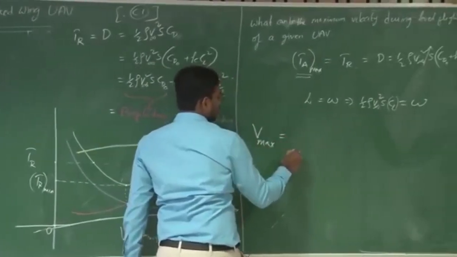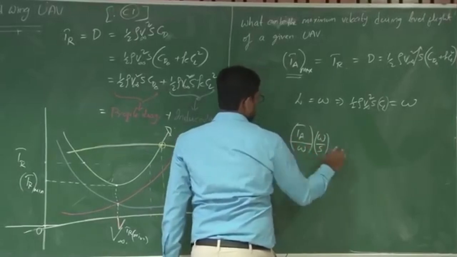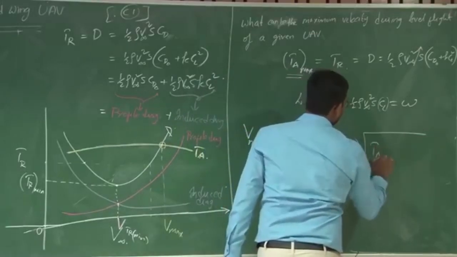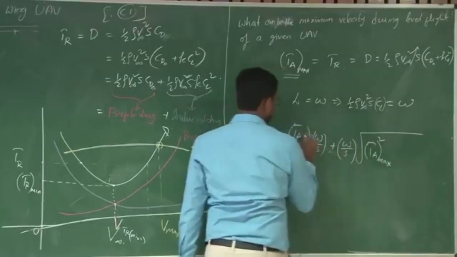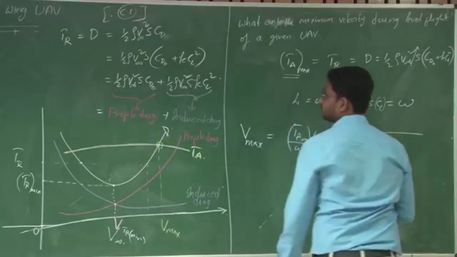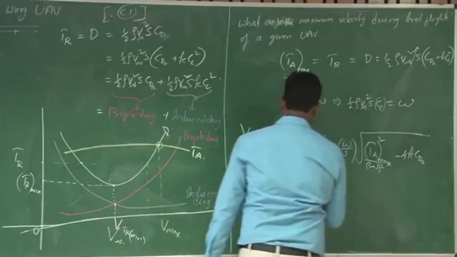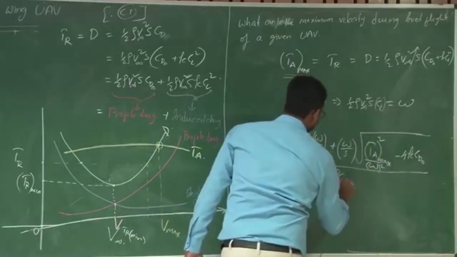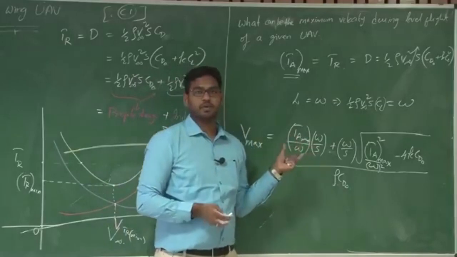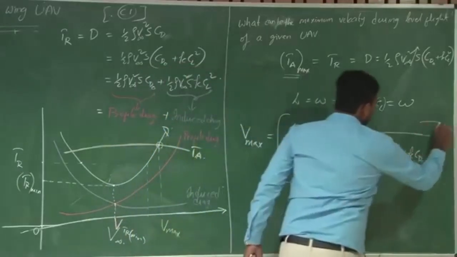maximum velocity in level flight: thrust available by weight into wing loading, plus or minus W by S into root over thrust available square max. See, this thrust available is thrust available maximum by W square, right, minus 4k CD naught, which are constants, divided by rho CD naught. So at a given altitude, if you are utilizing the maximum available thrust, then you are flying at the maximum velocity, raised to the power of 1 by 2.